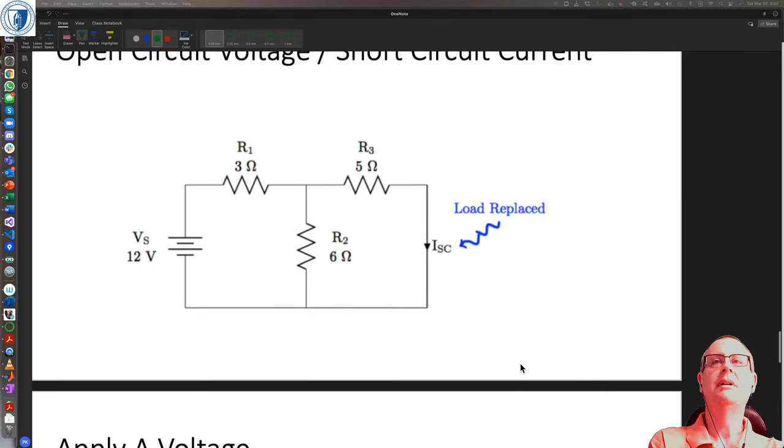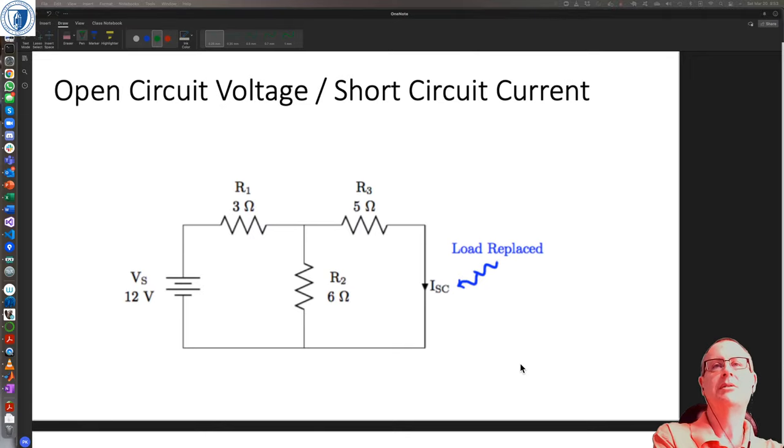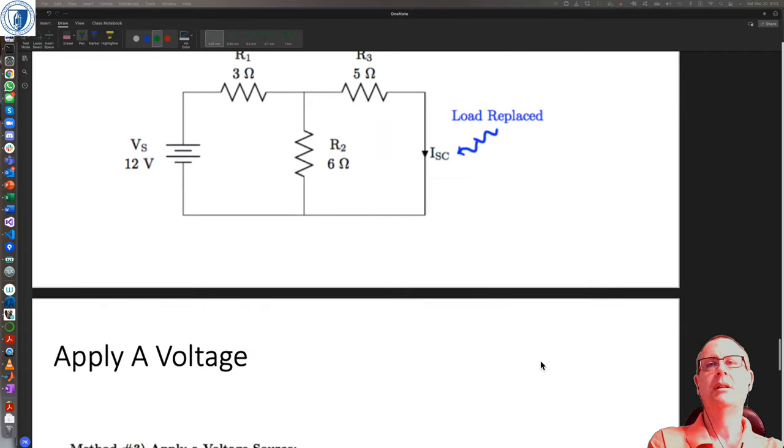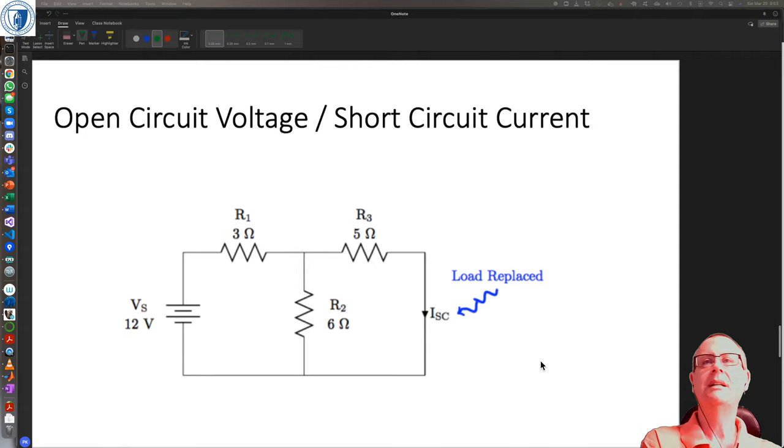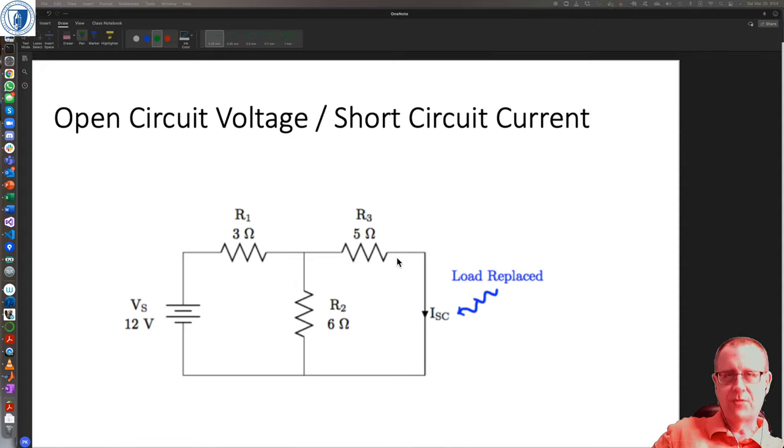And if we replace or place a short across where the load resistance was, then we can get that. Right, and we can probably figure out what that is. Maybe. How do we do that? Well, let's just use parallel resistors and figure out what the total current is, and then use a current divider to figure out what ISC is.